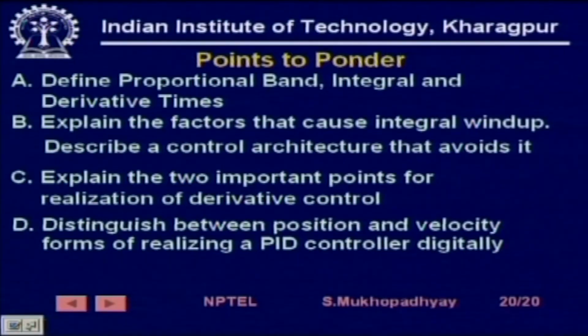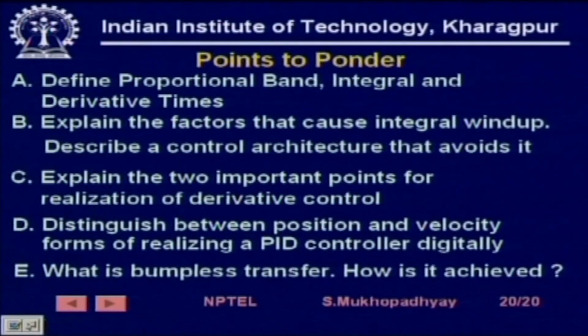And finally, we have seen that a PID controller may be realized in what is known as a position form and a velocity form. So, you need to think how to distinguish between them, when which one is required, and also what is the bumpless transfer and how it is achieved. So, the answers to these questions exist in many textbooks and also within this lecture.